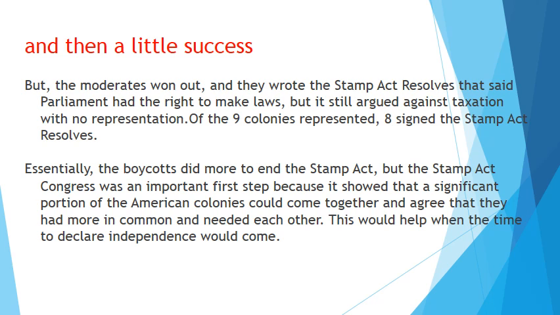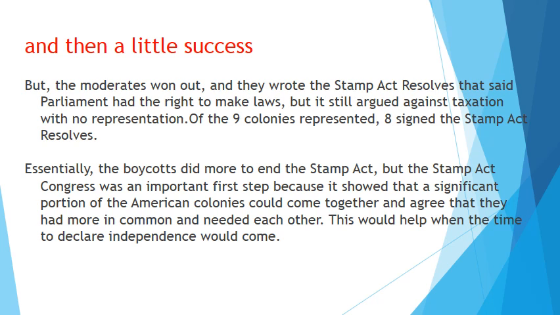But then there was a little bit of success. The moderates did win out, and they wrote the Stamp Act resolves that said Parliament had the right to make laws. So they're saying, yes, we agree, the government in London has the right to make laws over us because we are British citizens. But they still argued that taxation without representation was not fair. That since they're part of Great Britain, they should have representatives in Parliament too. Of the 9 colonies represented, 8 signed the Stamp Act resolves, and they sent them by ship to the king.